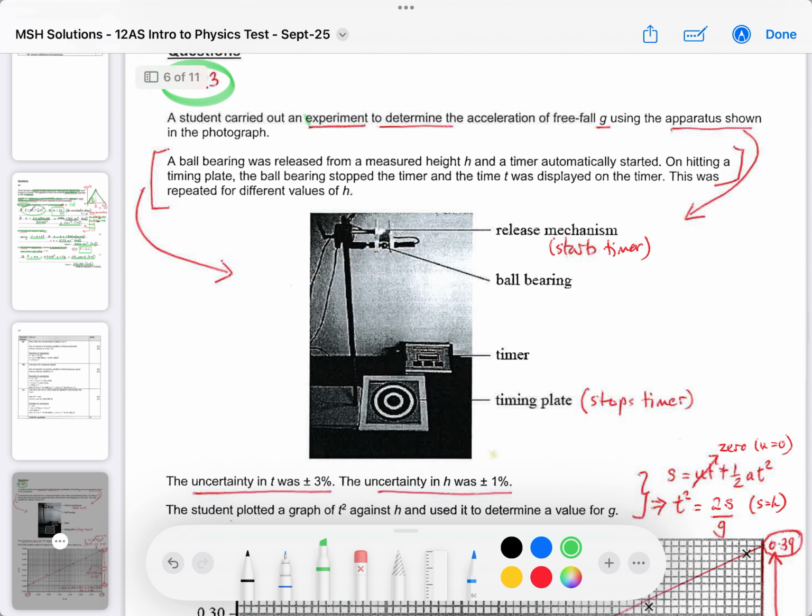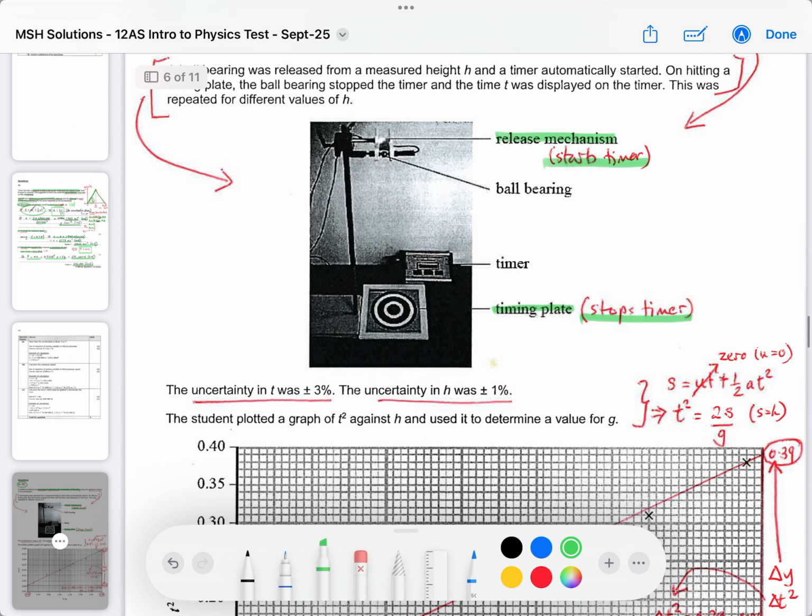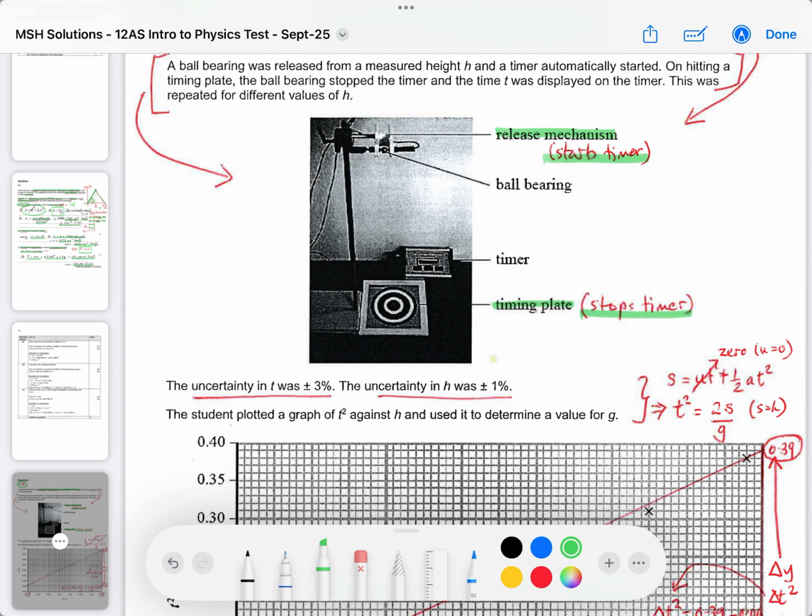A student carried out an experiment to determine acceleration of free fall. Using the apparatus shown, there's a release mechanism which starts the timer, and then there's a timing plate at the bottom. When the ball hits it, it will stop the timer, okay? And usually these timers can be accurate to a millisecond. So it says that the uncertainty in measurement of t was plus or minus 3%, and the uncertainty in measuring the height was 1%, and they did it for different values of height.